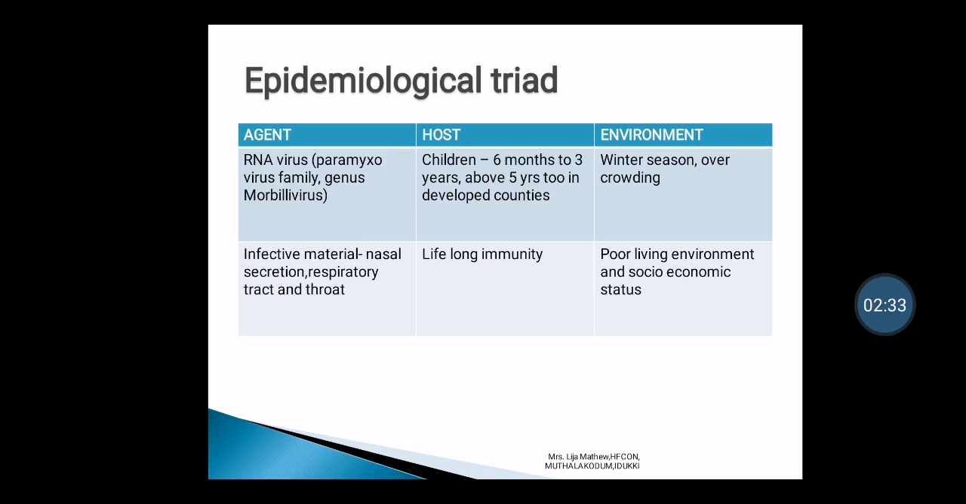Under the agent factors you can write a few things. First is the causative agent, second is the source of infection. The source of infection is the human cases, those who are having measles, and till now no animal reservoir has been found. Next, we can write the infective material. The infective material in case of measles is the nasal secretion, respiratory tract and throat secretions.